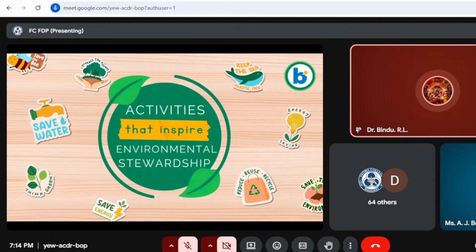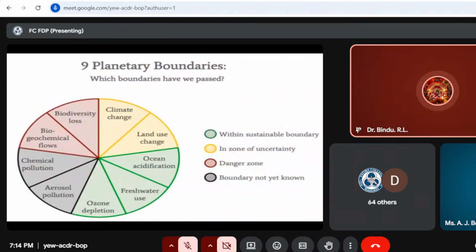So these are some activities that inspire environmental stewardship. Next. So when we think of environmental stewardship, we have to have a look at the 9 planetary boundaries, whether we have crossed them, or whether we are within the limits, or whether we are anticipating some negative and undesirable changes. So this picture shows which boundaries we have passed.